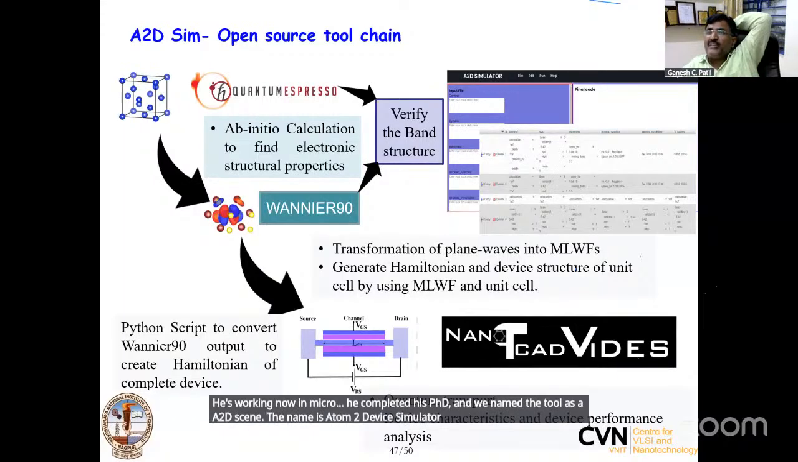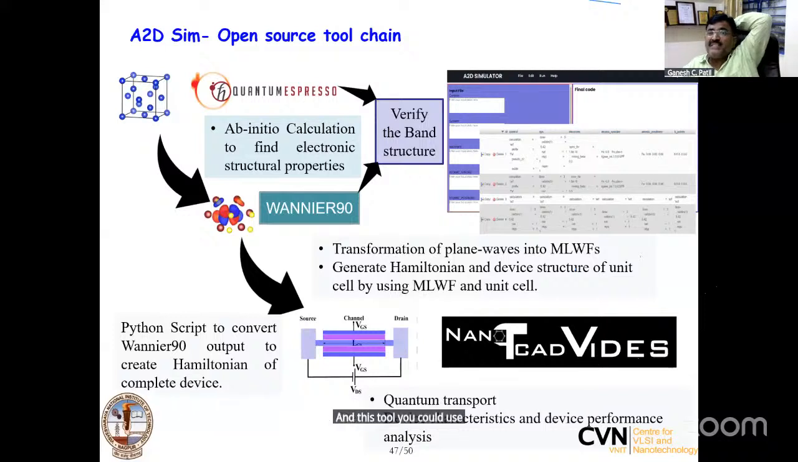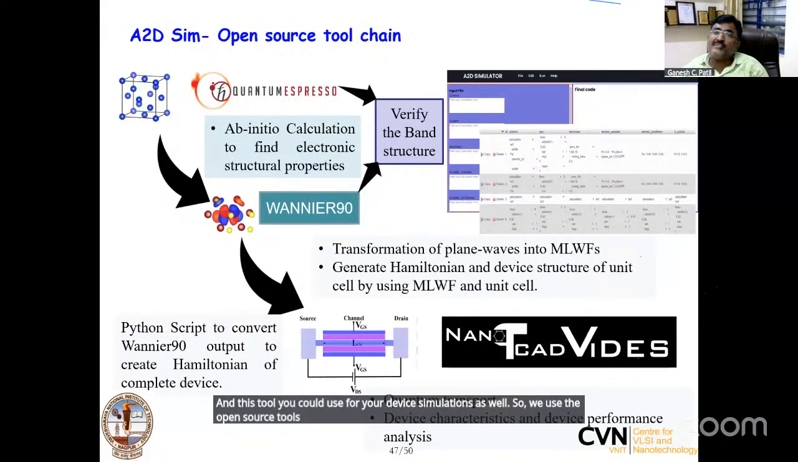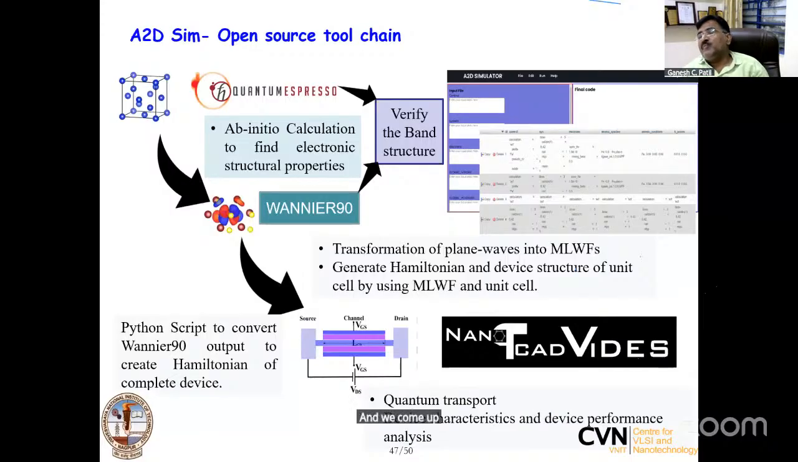So we use the open source tool chain and we come up with the new device. That tool is available on GitHub. You search it out, and this tool you could use for your device simulation as well. So we use open source tools like Quantum Espresso, Wannier90, and Nanotical Vidis, and we come up with a new open source tool. We name it A2D sim.